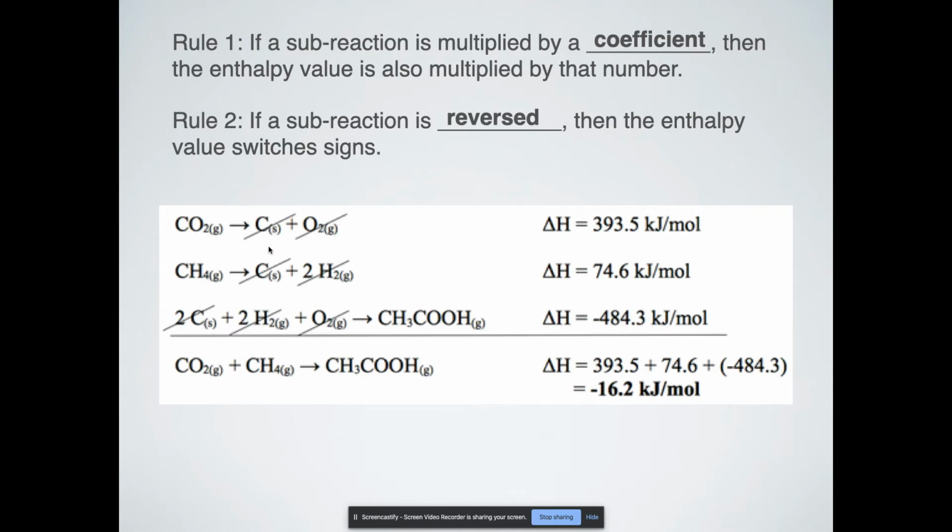So notice that if I add these three things together, a lot of these things start canceling. And when they cancel, what that's showing me is that this is my overall reaction. So what I can do is I can just add up the enthalpies of these individual items, and I can end up getting a total energy change. So even though this was 393.5 kilojoules, this was 74.6 kilojoules, and this was negative 484.3 kilojoules, if I add them all together, I get an overall change of negative 16.2 kilojoules. That means that this overall reaction is exothermic.